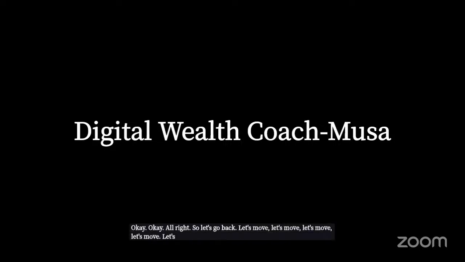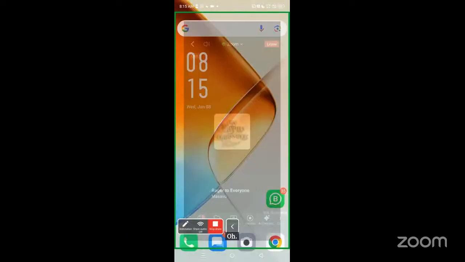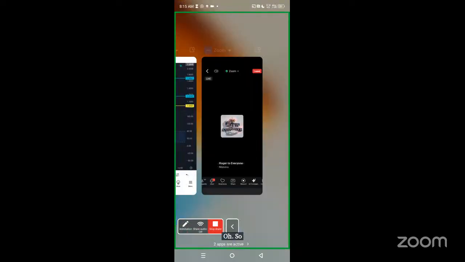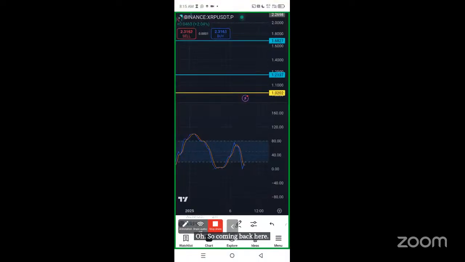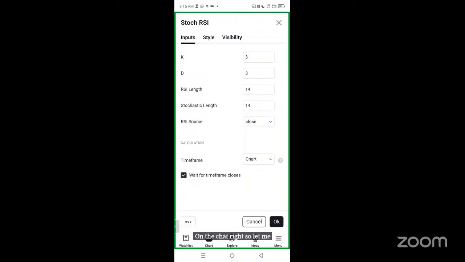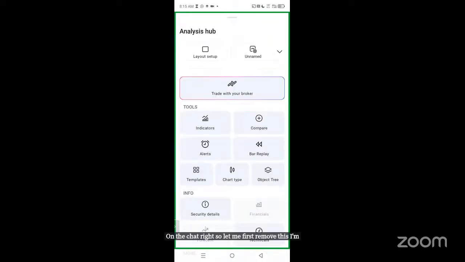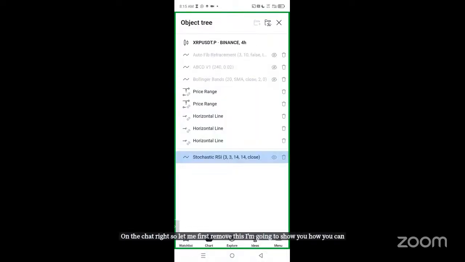Okay. All right. So let's go back. So coming back here, I'm going to begin by showing us how we bring this indicator on the chart, right? So let me first remove this and show you how you can bring it on the chart.